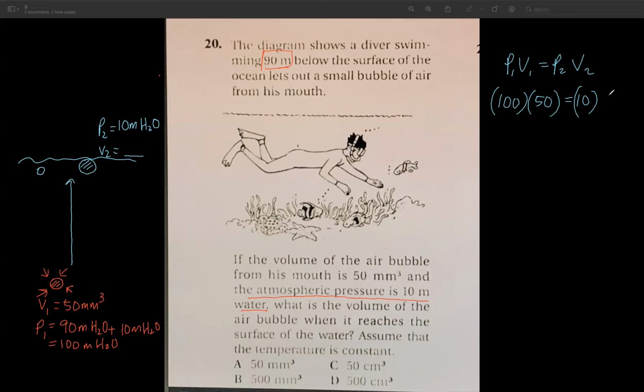And times V2. You don't need to worry about the unit because the unit will cancel out each other. Meaning that you don't need to change to SI. You can just use mm cube and you can just use meter H2O. Both sides, they will cancel out. Okay, so 100 times 50 divided by 10. V2 is 500. Use the same unit, mm power 3. That's the answer for V2.